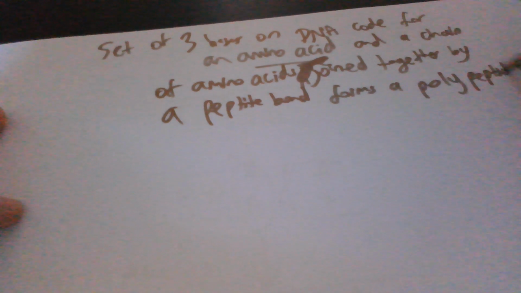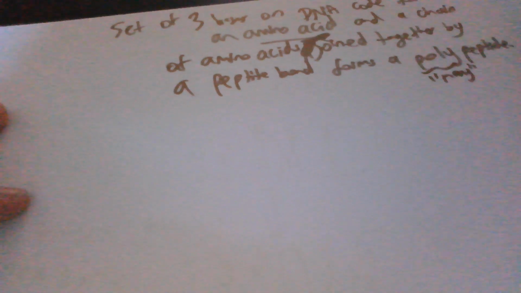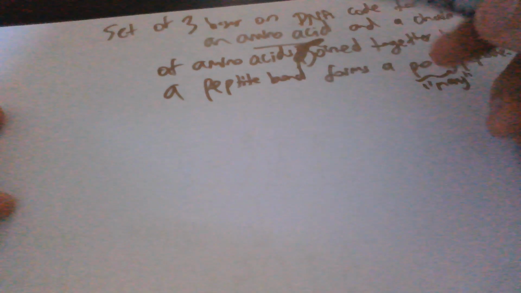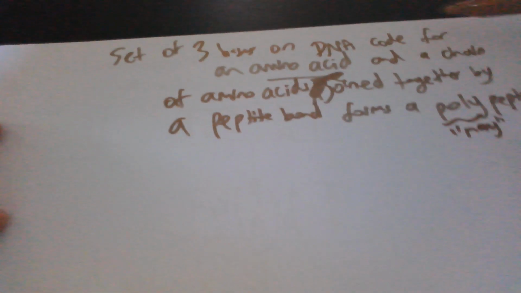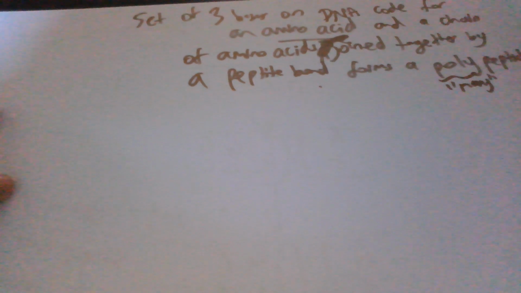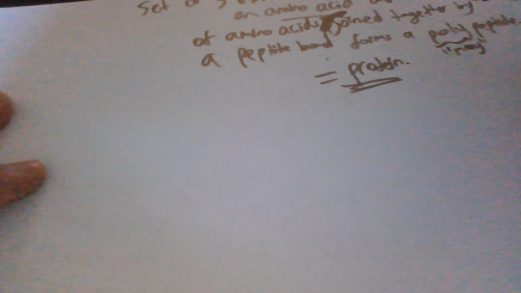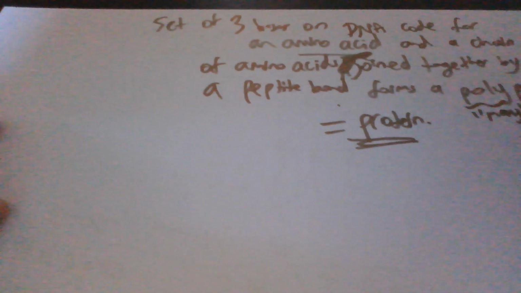I'll show you what all this means soon. Poly means many. A polygon has many straight sides, so a polypeptide is many peptides. Amino acids are the building blocks of proteins. So a set of three bases on a DNA codes for an amino acid, and a chain of amino acids joined together by a peptide bond forms a polypeptide, which forms a protein. Okay, so back to the Lego that I had.